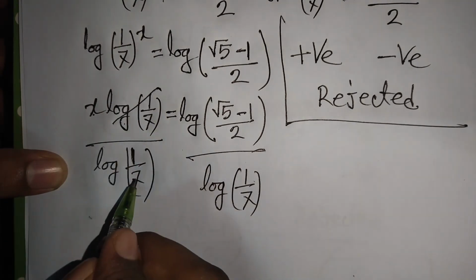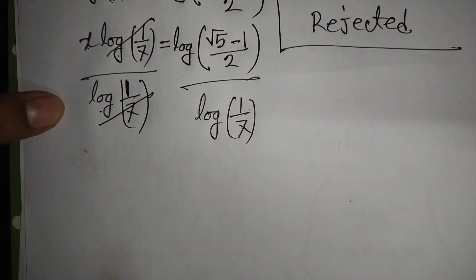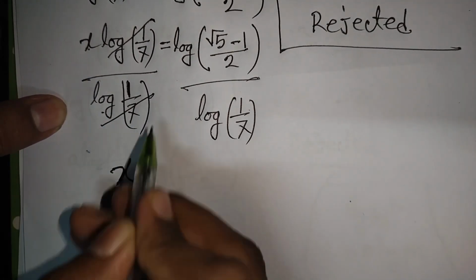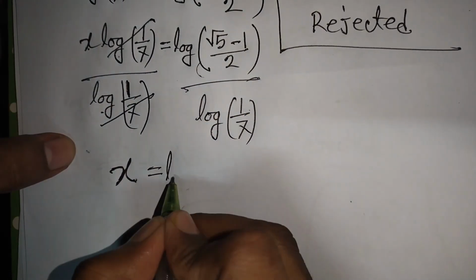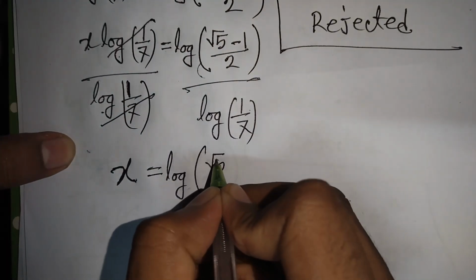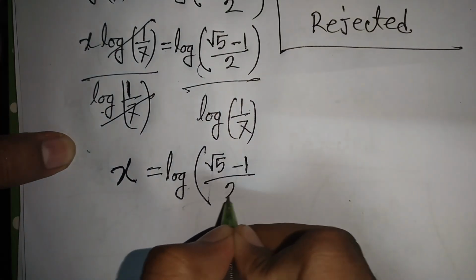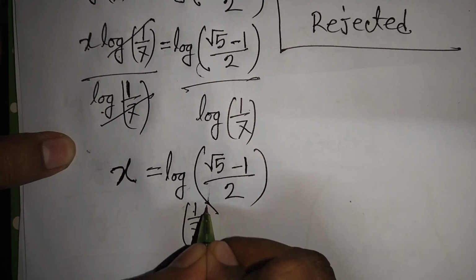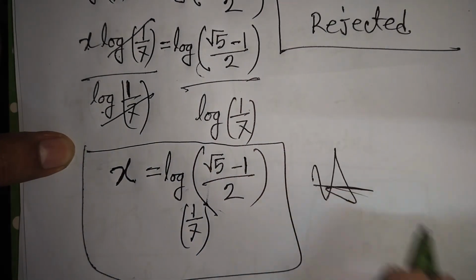So this log of 1 by 7 will be cancelled. So we have x will be equal to this divided by this, that means it will be log of square root of 5 minus 1 over 2, with base 1 by 7. So this is the value of x, so this is our final answer.